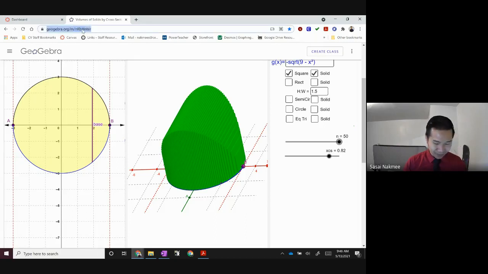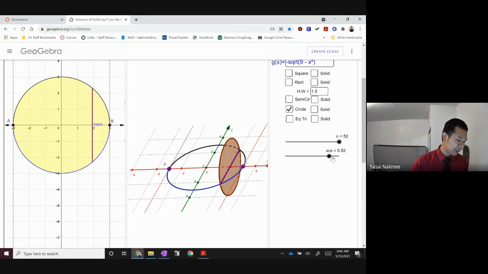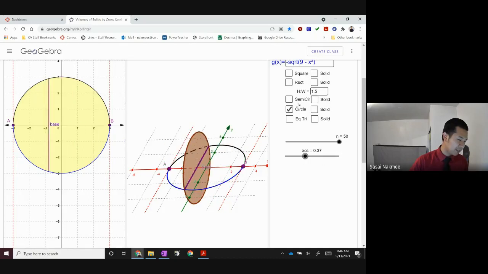I forgot. I was going to give you this link so you guys can play with this and try this out. It doesn't do the calculations for you, but it gives you a nice visualization of it. And like I said, they have a couple of the shapes right here. They have the circle right there, if you want to do it as a circle, right? Like so.